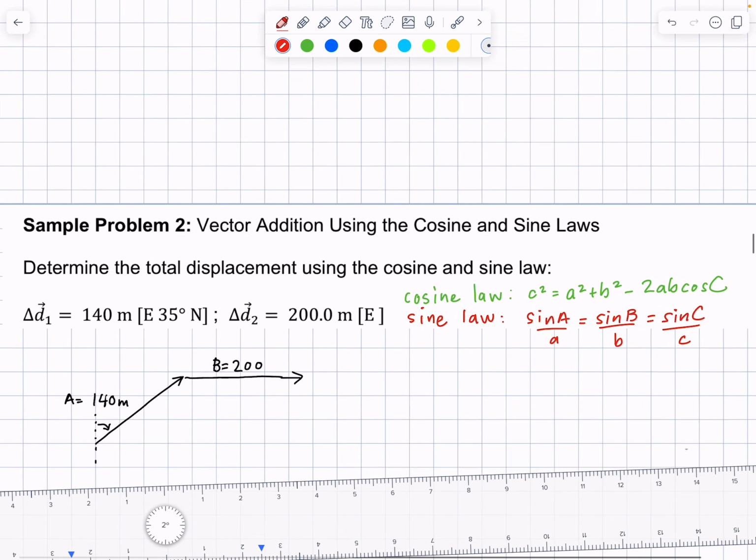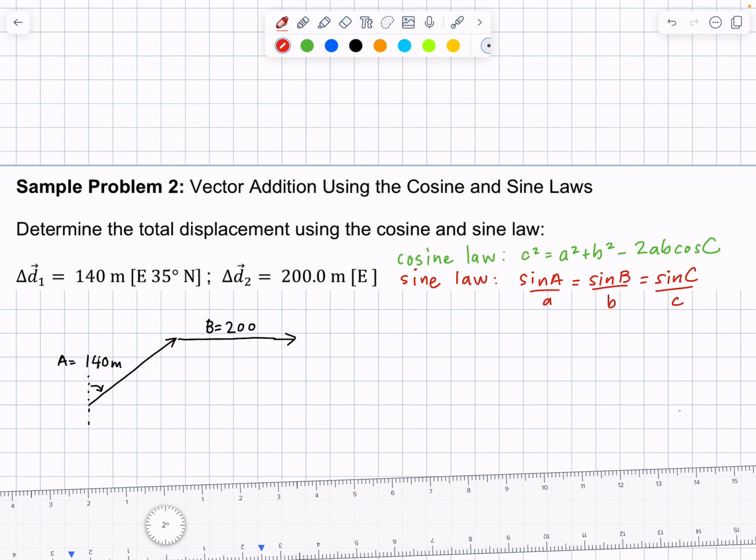Now, alternatively, we can use the cosine and sine law to answer the exact same question. So here we have the same question set up. When using trigonometry and formulas such as the cosine law and the sine law, it's not necessary to draw them to scale. You should have them drawn roughly to scale, but they don't have to be perfect.